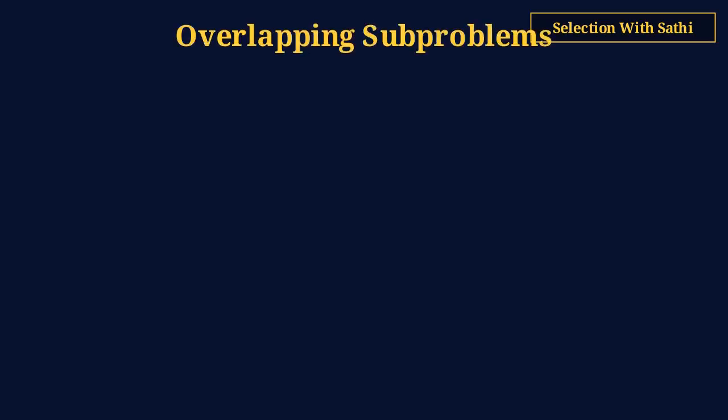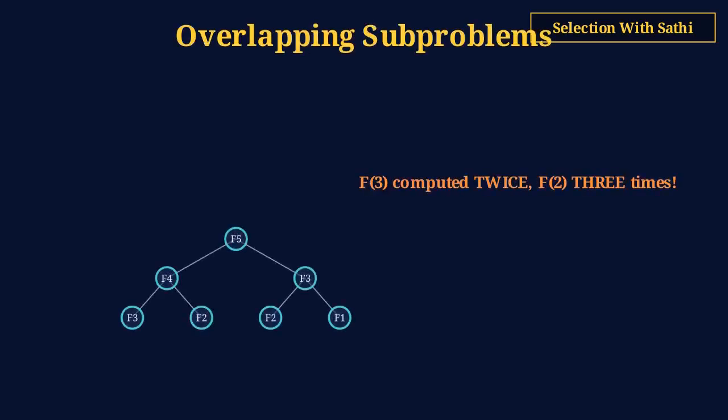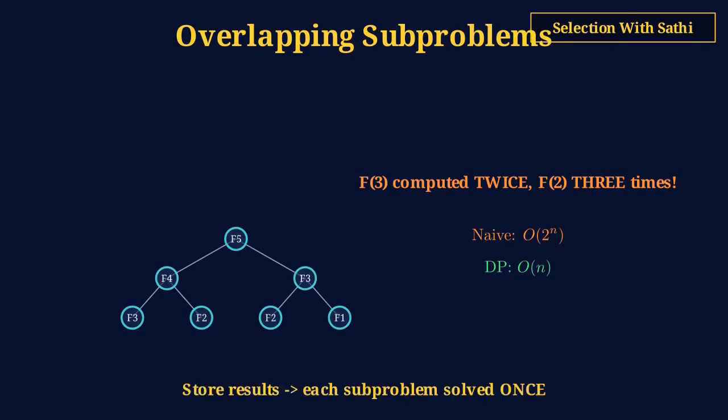The first property of DP is overlapping subproblems. In naive recursion, the same subproblem gets computed again and again. Take Fibonacci. To compute f(5), you need f(4) and f(3). But f(4) also needs f(3), and f(3) needs f(2), which appears multiple times. Without DP, the recursion tree has exponential nodes, O(2^n).